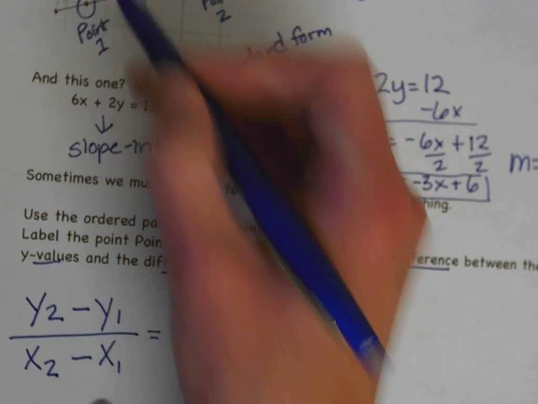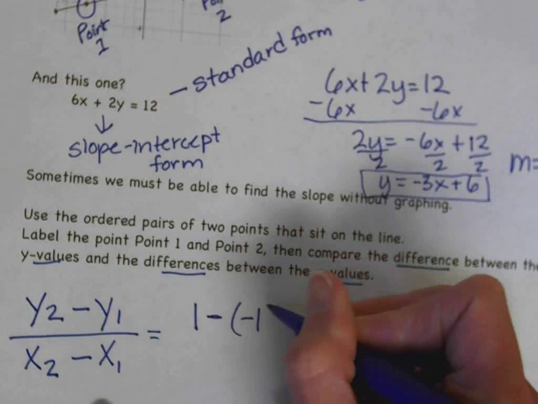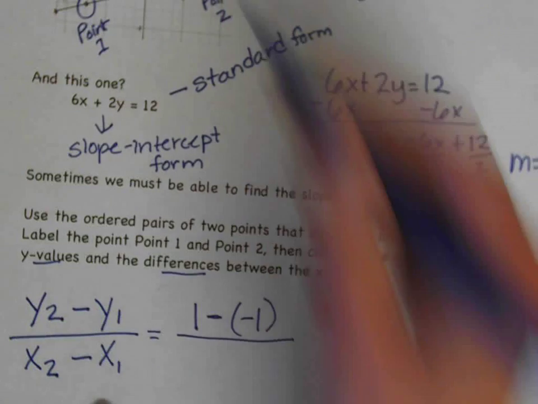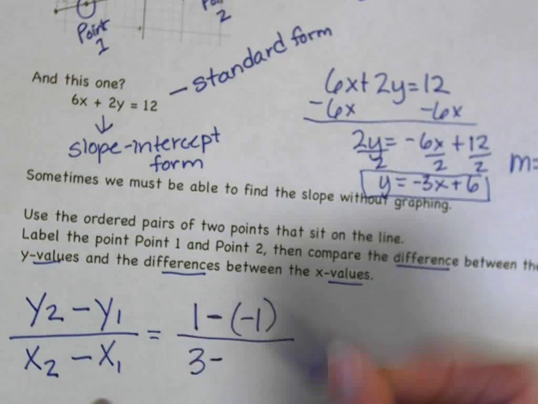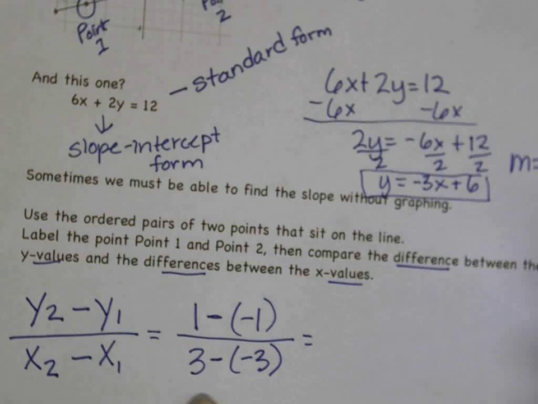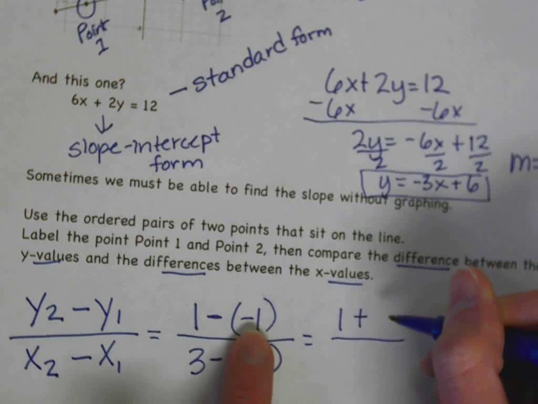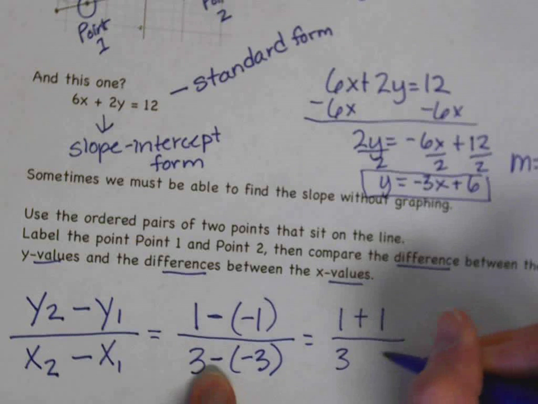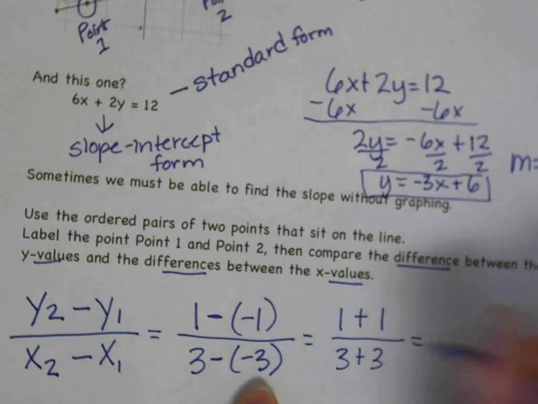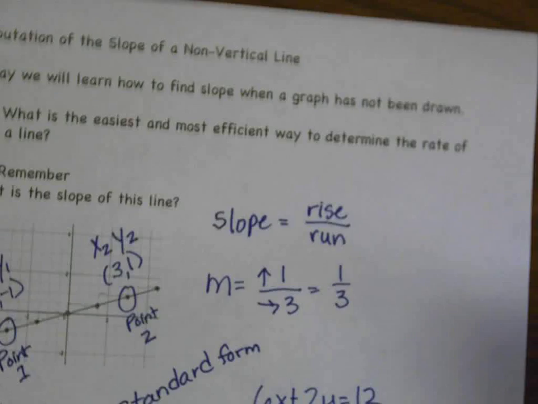We take the y2, which we identified as 1, and the y1, which we identified as a negative 1, and we subtract them. So minus y1, divided by x2 minus x1, which is 3 minus negative 3. And now this is coming back to our long journey of figuring out how to subtract negatives. Remember, subtraction is the same as adding the opposite. So we have 1 plus the opposite of negative 1 is 1. 3 plus the opposite of negative 3 is 3. So now we have 2/3. So the slope on that one is going to be 2/3.